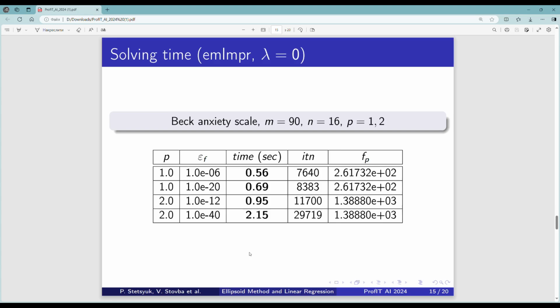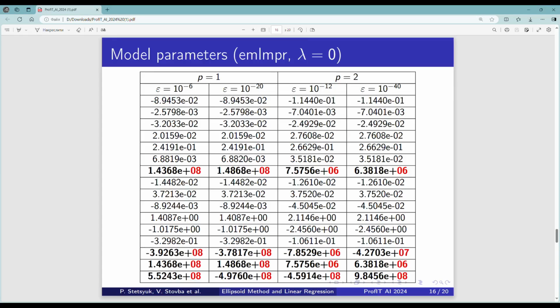The number of iterations are also presented in the column 4 for different values of f. This slide shows us model parameters, also with lambda being equal to 0. And as you see, all parameters are quite uniform, but some of them are highlighted in red. They are rather big. It means here that there are some linear dependencies between these factors or features, and that's why we decided to use L1 regularization.